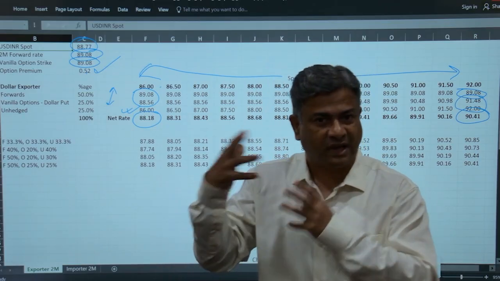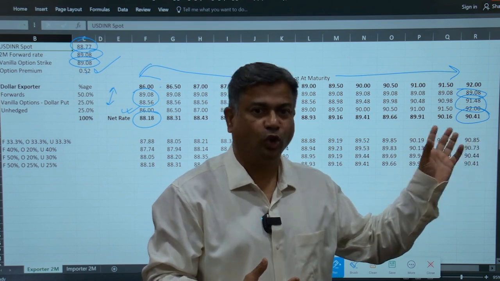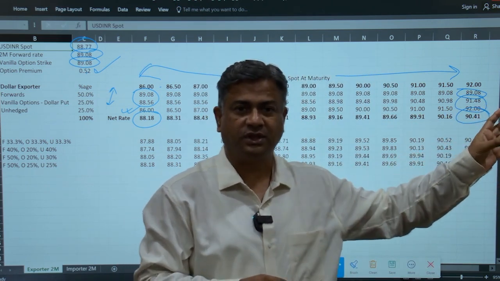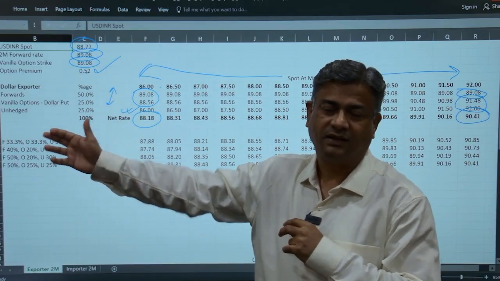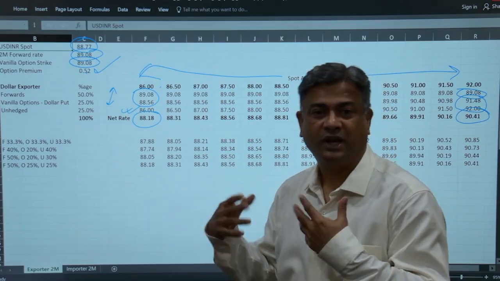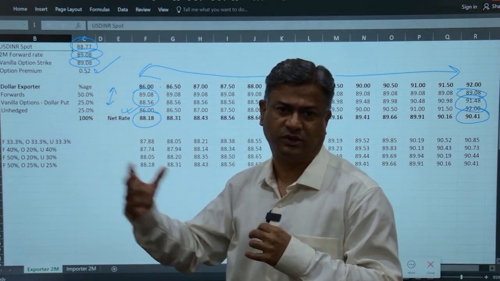So if rupee weakens, in case of an exporter, you are able to capture good levels from an open position as well as from the vanilla option. But if rupee gains, then for an exporter, the forward and the option will help you, and you will get stuck with lower rates for the unhedged positions.